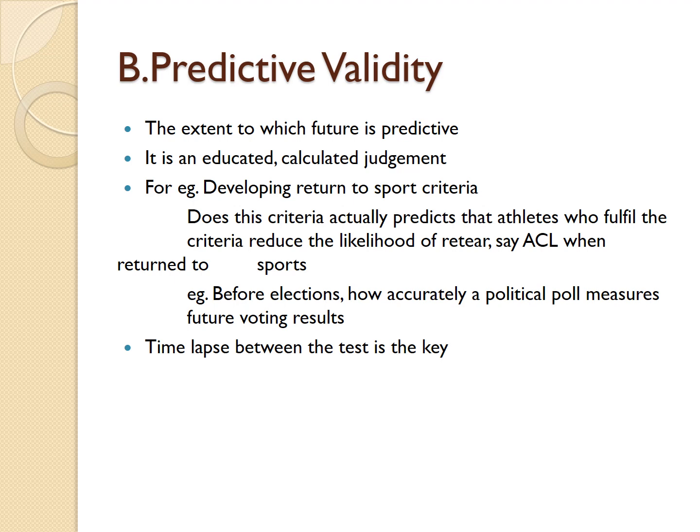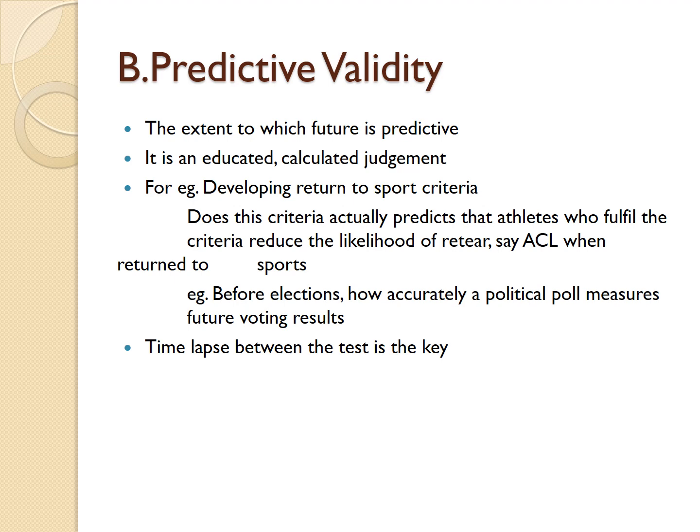For example, let's say you're developing return to sports criteria for ACL repair patients. When you come up with the criteria, does the criteria actually predict that athletes who fulfill it reduce the likelihood of re-tear?